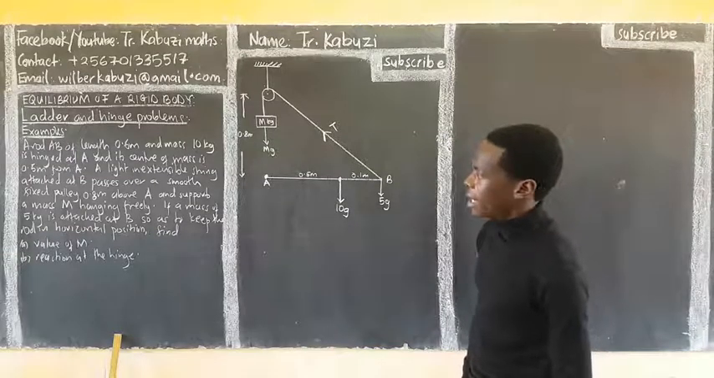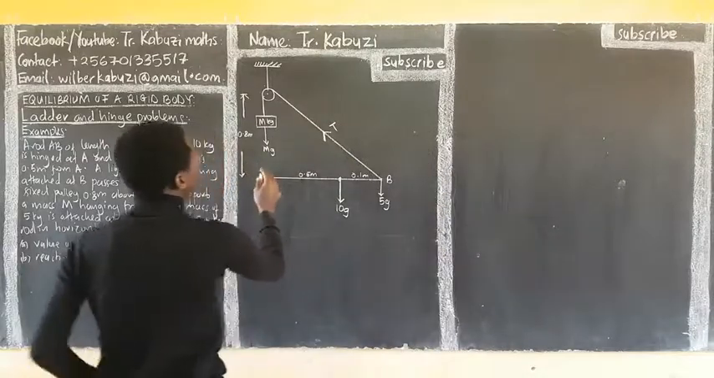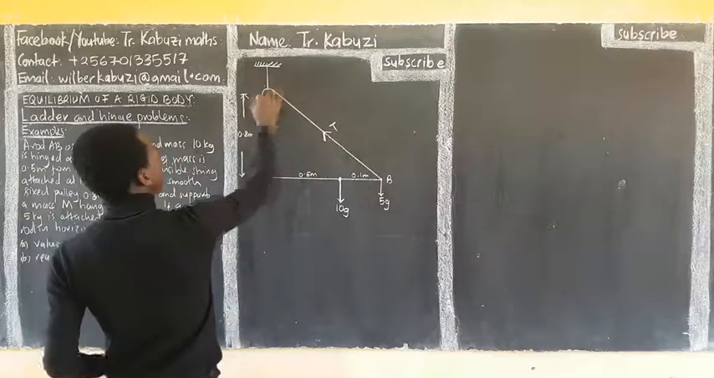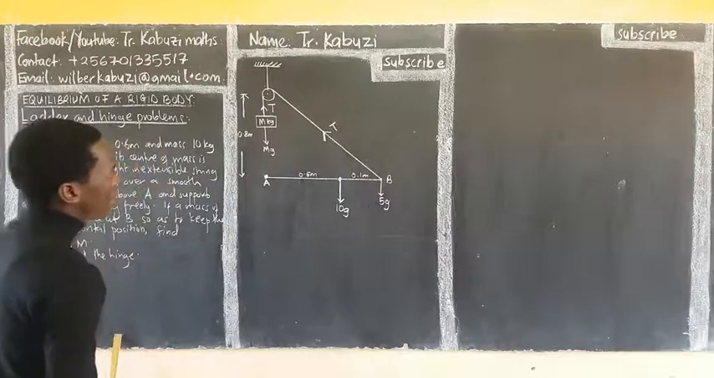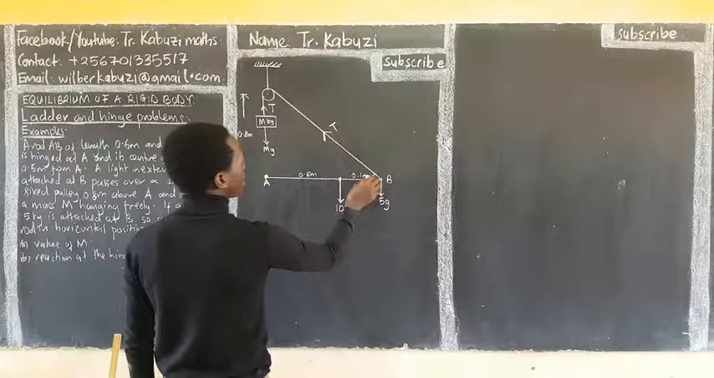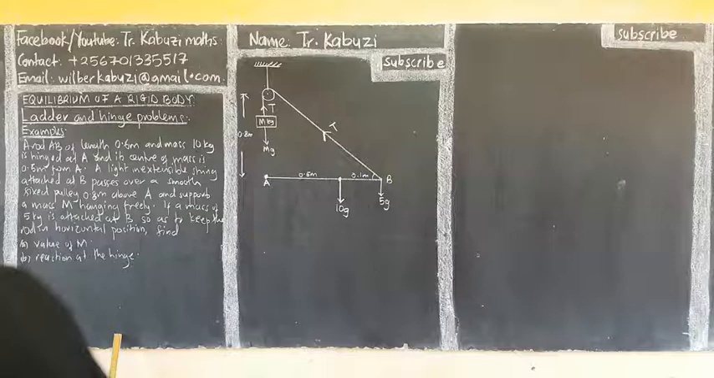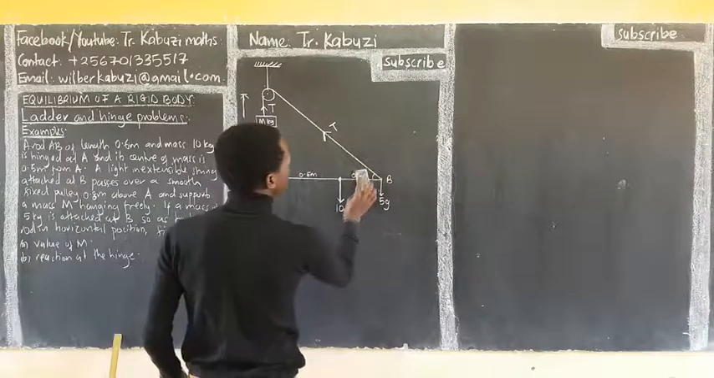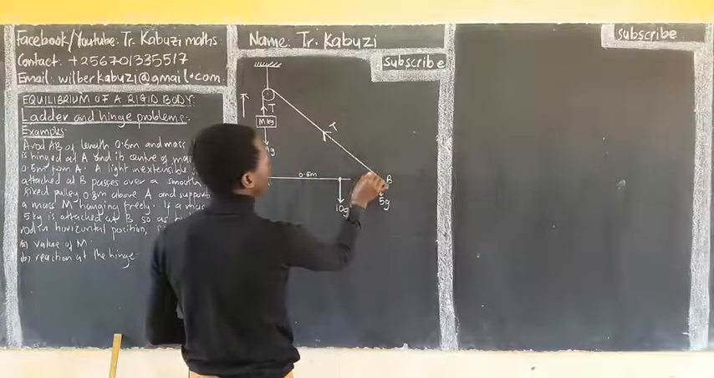So the question is, they want us to get the value of M. But now, because this is the same string, this is going to be pulling the string down, and it is passing over the pulley, so of course our tension is going to be acting upwards there. Okay, so I don't know this angle, let me call this angle theta. Let me adjust this distance. So we have our angle theta there.